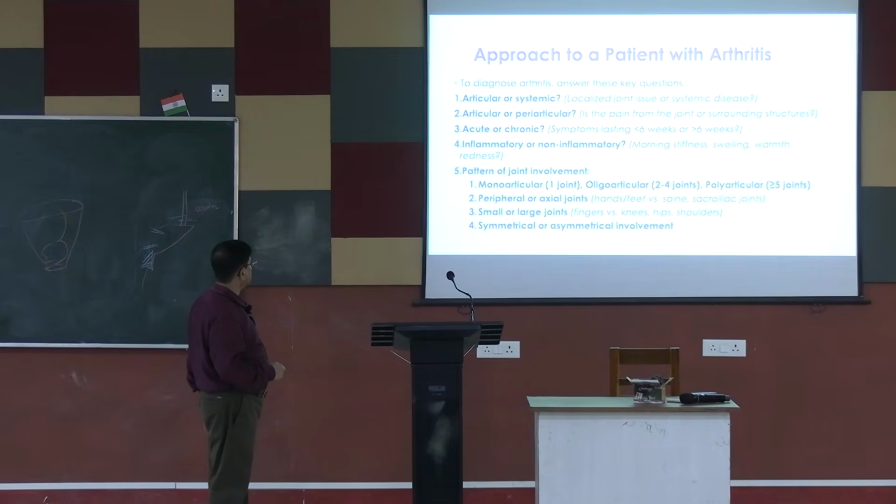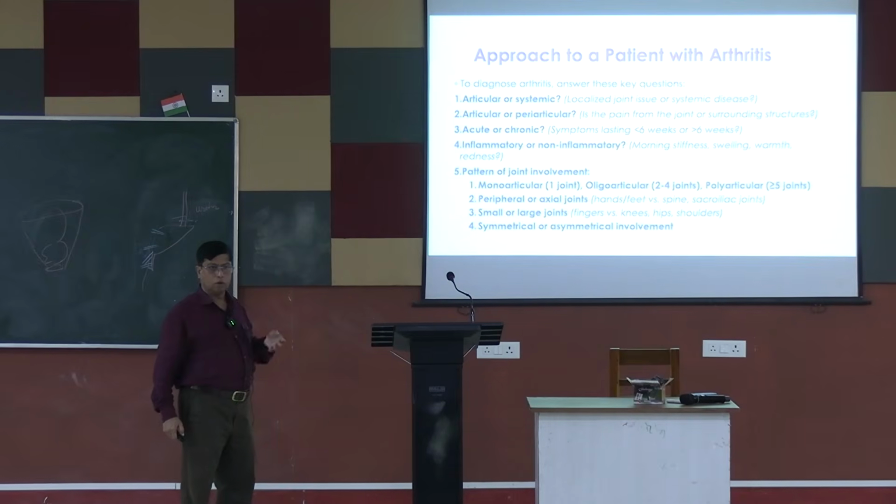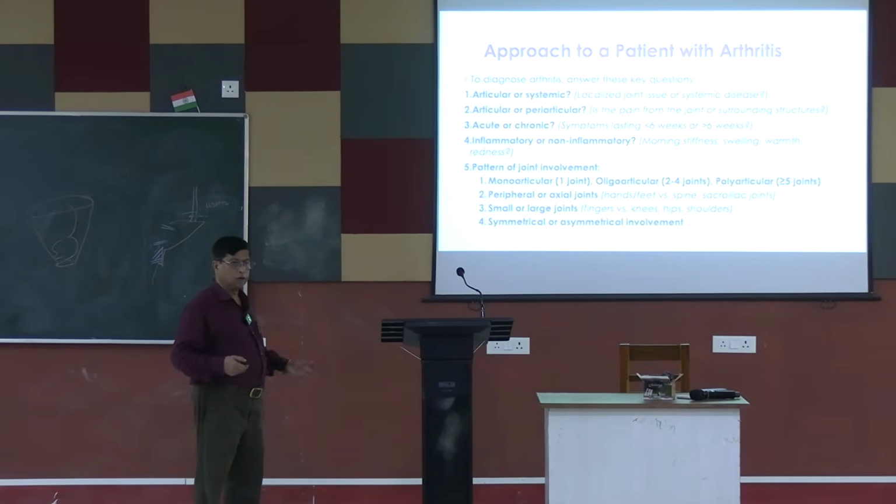Then you determine whether it is acute or chronic. Symptoms for more than 6 weeks, you call chronic arthritis. Symptoms for less than 6 weeks is acute arthritis. Inflammatory or non-inflammatory, a very important point. What are the signs of inflammation? I have already taught that there is swelling, redness, etc.